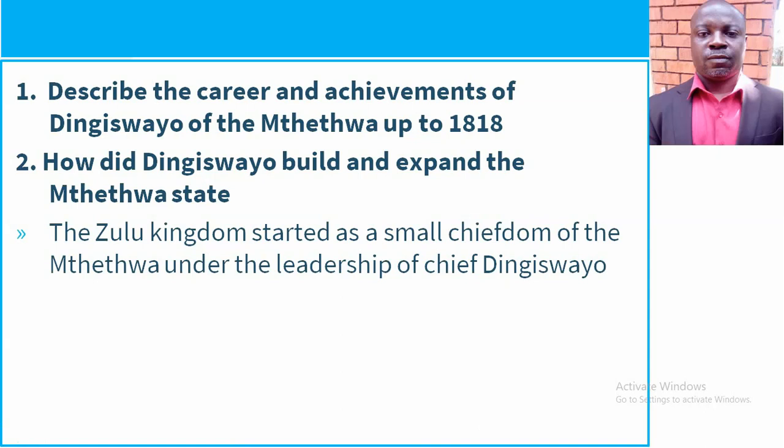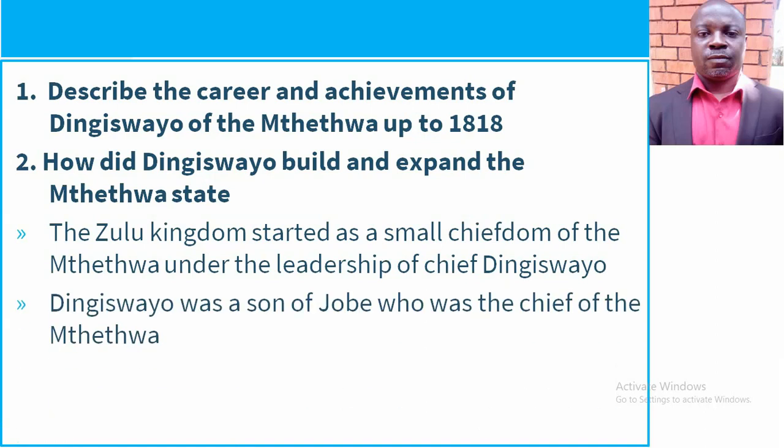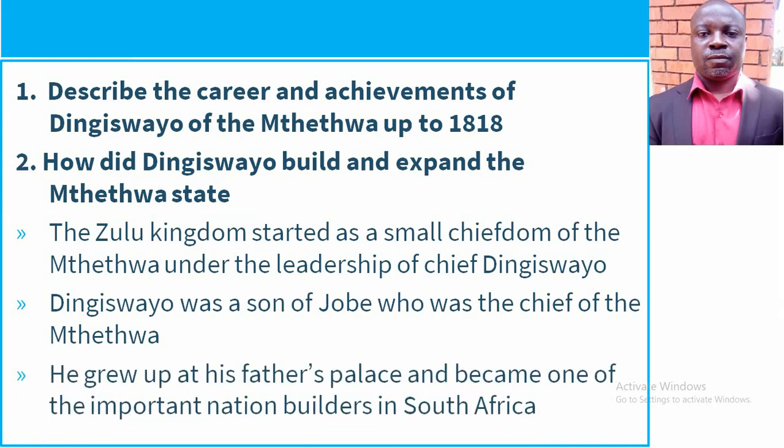So we are saying the Zulu chiefdom started as a very small chiefdom under the Mthethwa Kingdom, which was under Dingiswayo, and by then the Zulu chiefdom was under Senzangakona, the father of Shaka. Statement number 2 here is that Dingiswayo was a son of Jobe, the chief of the Mthethwa. Then he grew up at his father's palace.